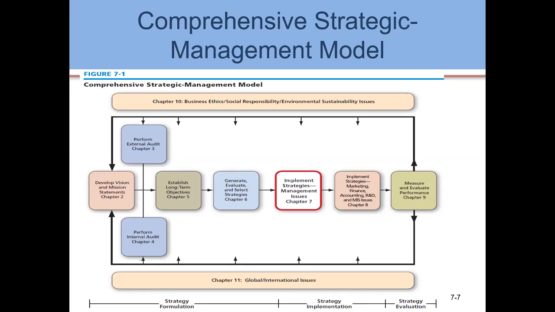Afterwards, chapter 10 would be talking about business ethics, social responsibility, and environmental sustainability issues. And the last chapter, but not the least, would be concerned with global and international issues.